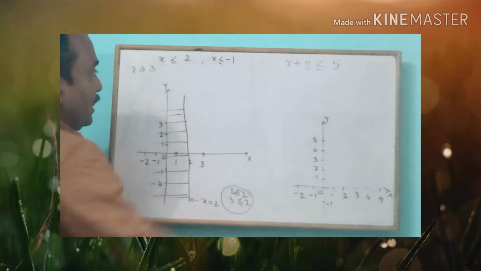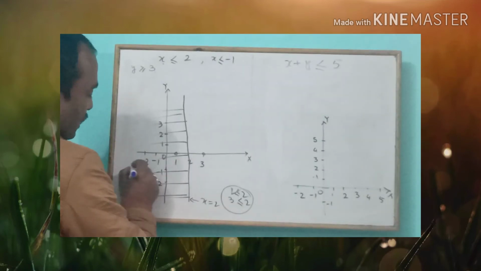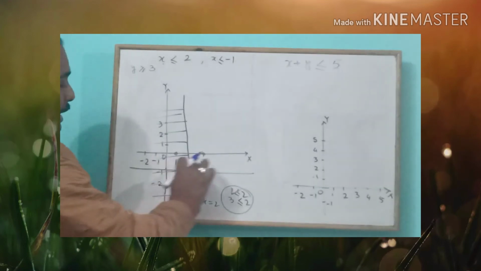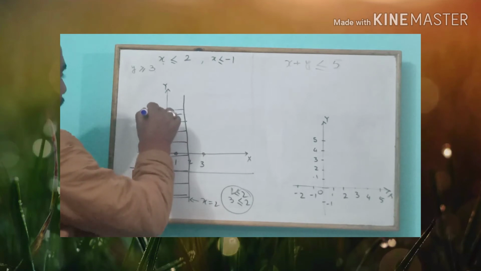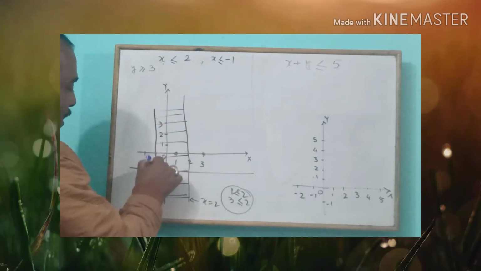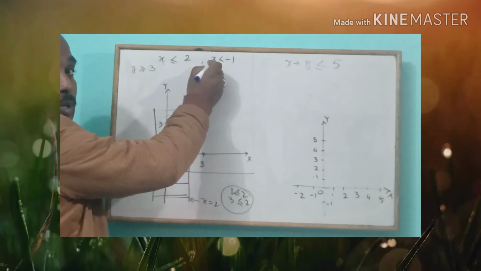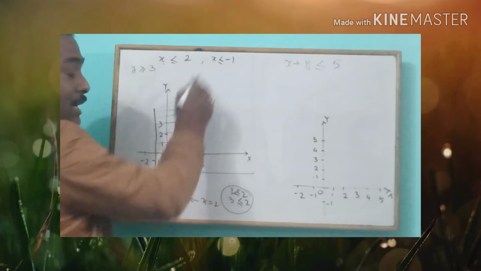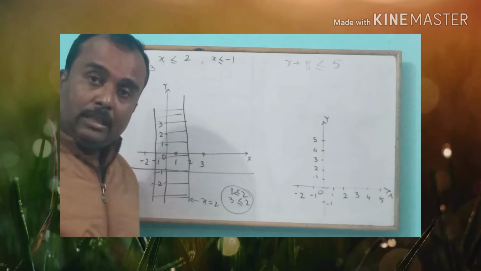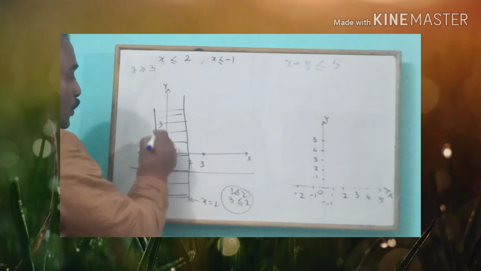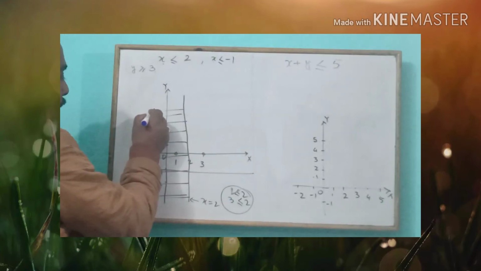Let us take this example. x less than or equal to minus 1. So if I take x equal to minus 1, then this is a line parallel to y-axis. Sorry, this is not the line, this is the line. Now if I put here 0, 0 is less than or equal to minus 1 is not a true statement. It is a false statement. So 0 is here. So we don't shade this side, we shade the other side.